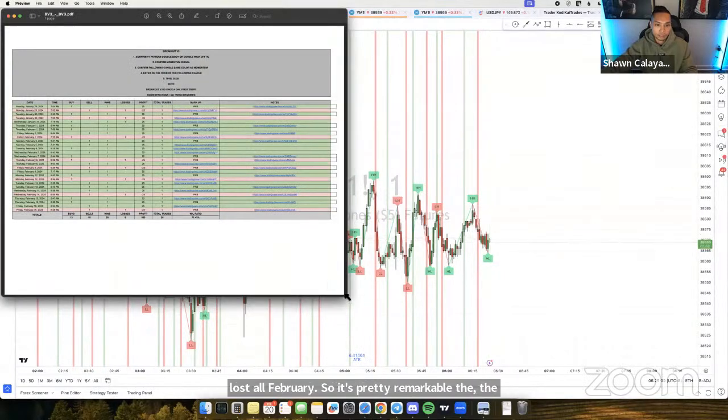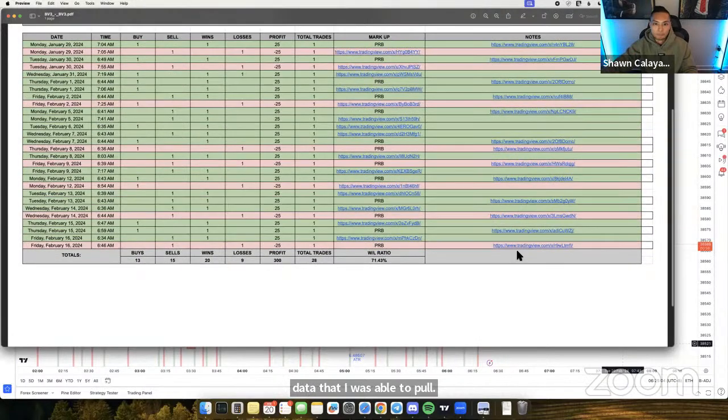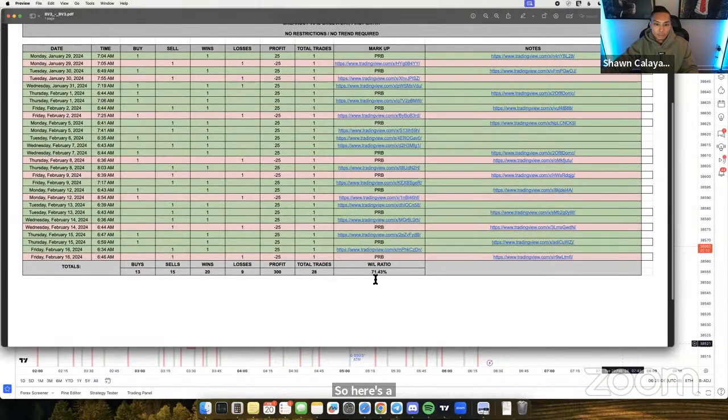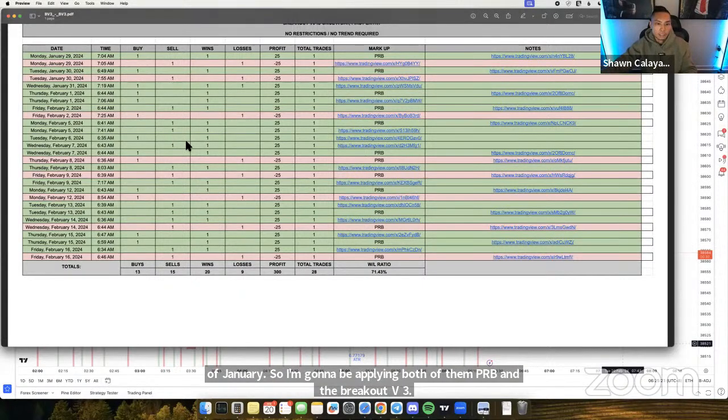So here's a spreadsheet for it, as you guys can see. It's a win-loss ratio of 71.43%. Basically, if you took all the PRBs and the breakout V3s, there'd be no losses for the month of February up until the last couple of days of January. So I'm going to be applying both of them, PRB and the breakout V3. I'm just going to be focusing on these two breakouts.